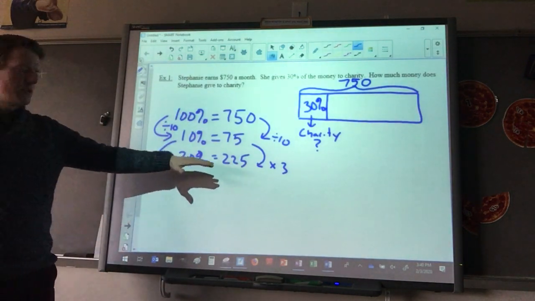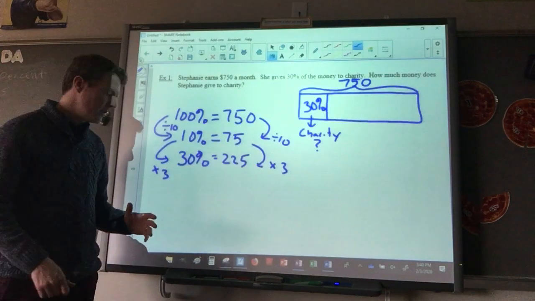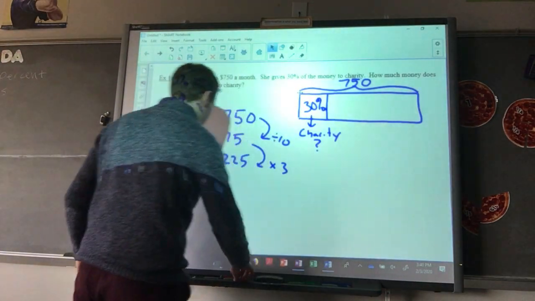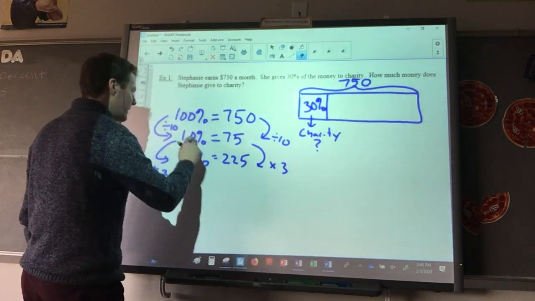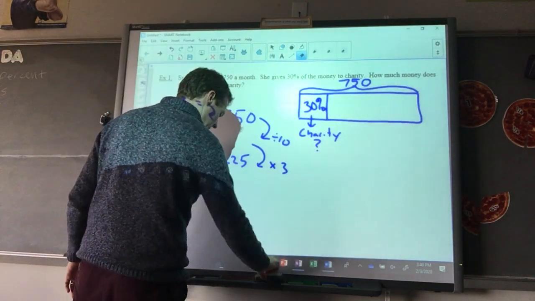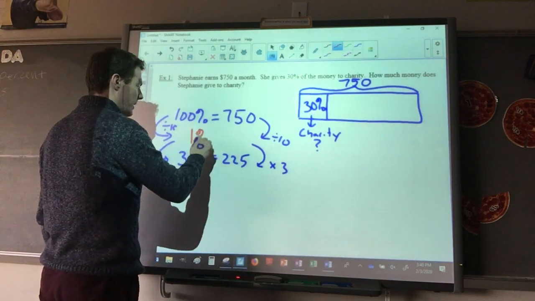And 75 times 3 is 225. So 30% is 225. If you had gone to 1%, then I'll just do this in red. Some people don't do the 10%. I'll erase that.